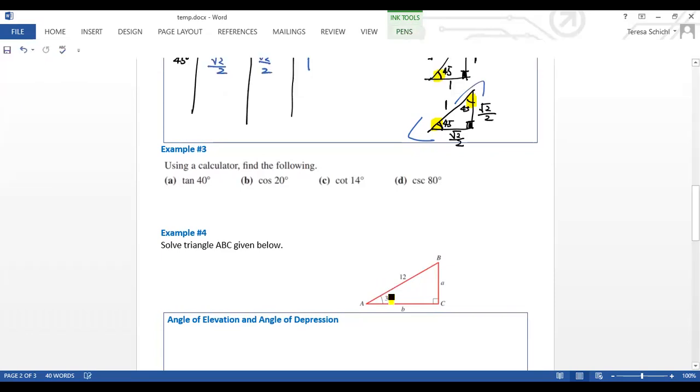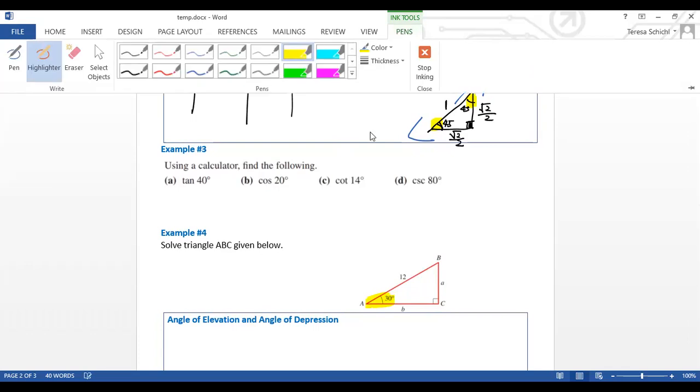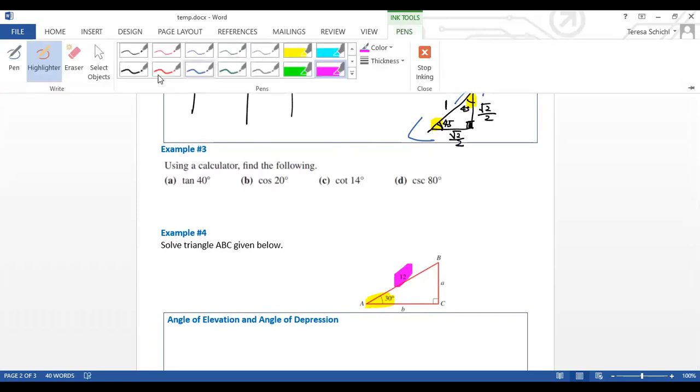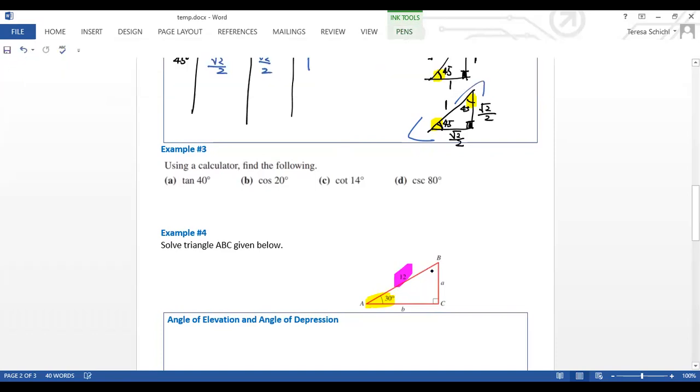Hey, take a look here. We have special angles here. It's the 30s, so the hypotenuse is 12. If this is 30, what is this angle here? This angle B has to be 60 degrees, because the whole triangle is 180 and this is 90, so B has to be 60.